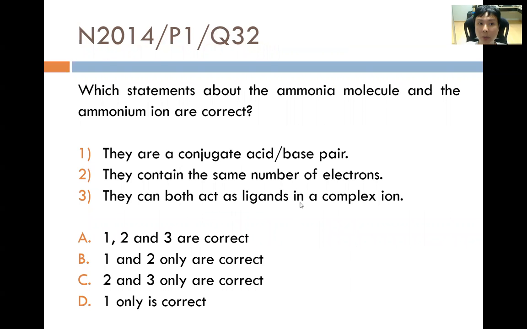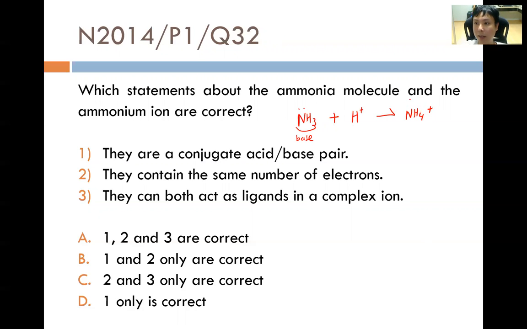So the first question that we have, November 2014, paper 1, question 32. Which statements about the ammonia molecule and the ammonium ion are correct? Let's just talk about this first. The ammonia molecule is NH3 and it has a lone pair of electrons, so it can accept a proton to form the NH4+ cation. In this case, it is a base because it accepts a proton to form the NH4+.